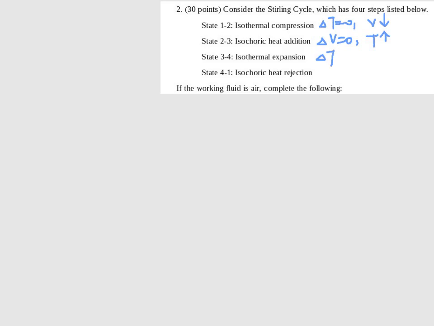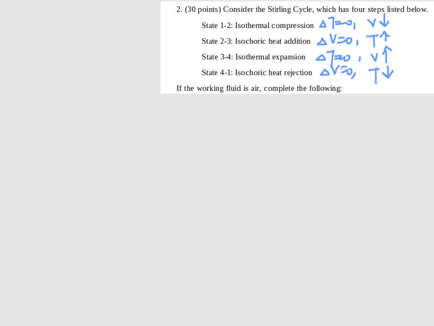State 3 to 4 is isothermal, so delta T is constant again, and expansion means volume is increasing. Last one, state 4 to 1, isochoric again, so delta V is 0. Heat rejection means T is decreasing.